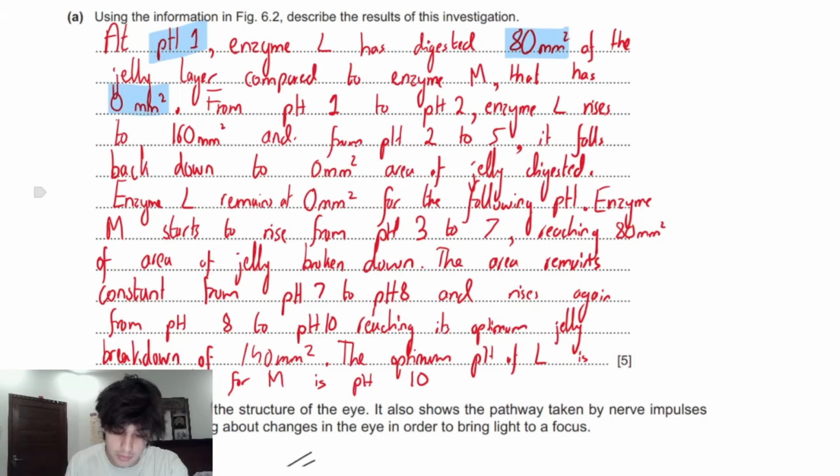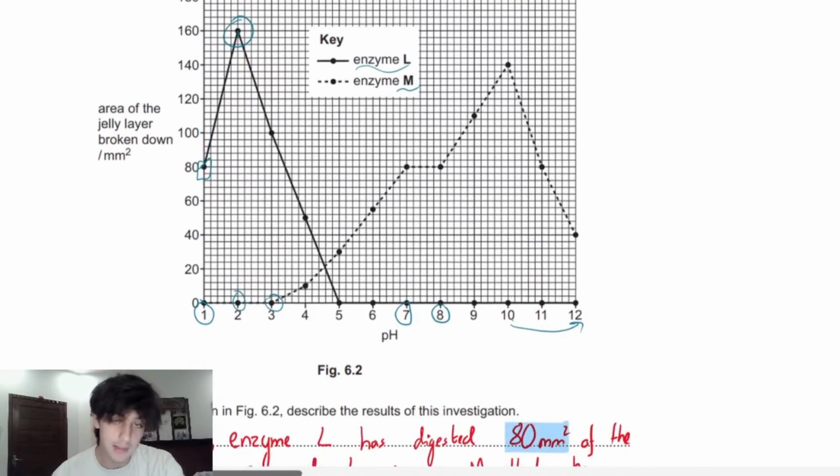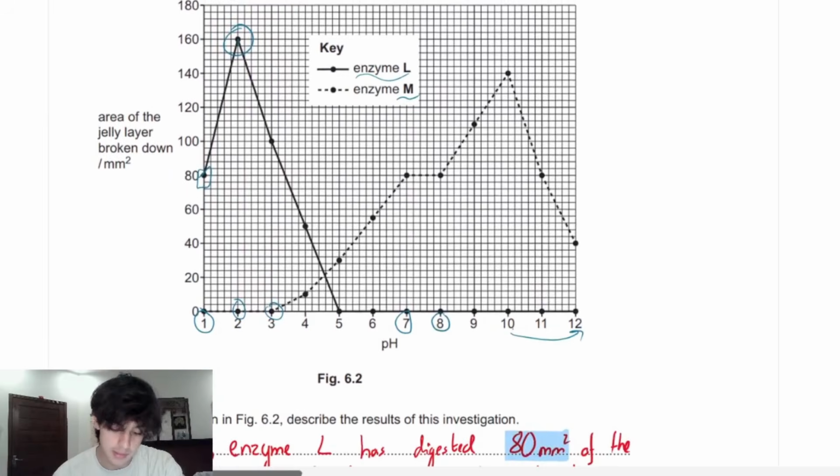So from pH 1 to 2, the enzyme L now rises to 160. And from pH 2 to 5, it falls back down to 0 area of jelly digested. The enzyme L remains at 0 for the following pH. So if you go back up, we can see that our data matches the activity of enzyme L.